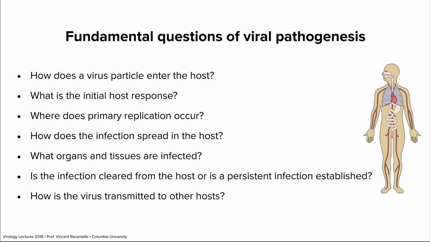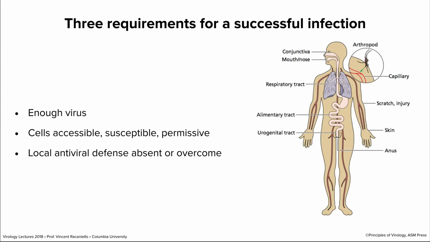When we study viral pathogenesis, many virologists have turned to studying the ability of viruses to cause disease in an animal because we'd like to know how it happens so that maybe we could prevent it. Here are some of the questions we ask. How does the virus enter? What does the host do in response? Where does the virus first replicate? How does the virus spread? What parts of the body are infected? Is the infection cleared rapidly, or does the virus stay around for a long time, cause a persistent infection? And how does the virus get transmitted to other hosts? These are just some of the questions that people work on when they study viral pathogenesis.